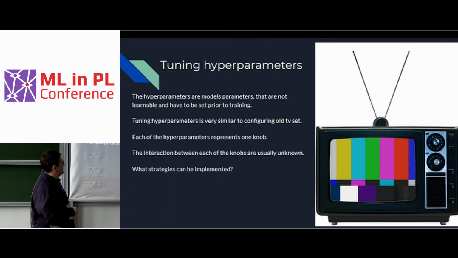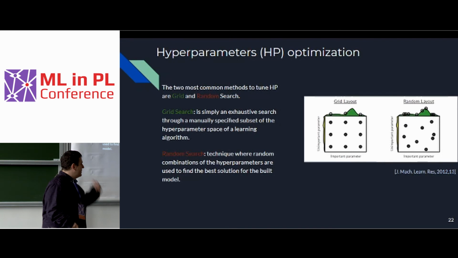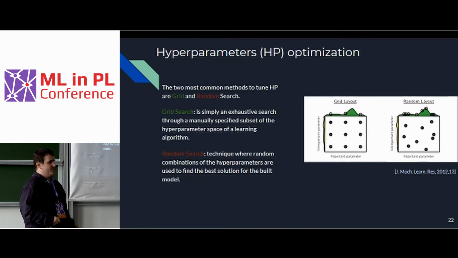So what are hyperparameters? Imagine that we've got a pretty old TV set and we want to tune it to watch something. There are a couple of knobs, and we need to find the best configuration that will give us a very sharp view. So what are the strategies to adjust these knobs? The easiest one is to split the possible space into equal distances, and for each of them we evaluate the model.